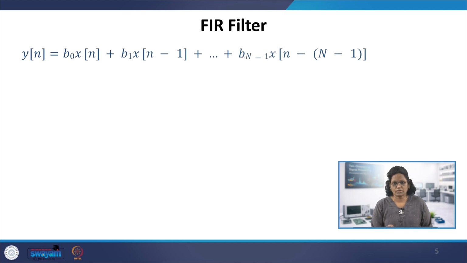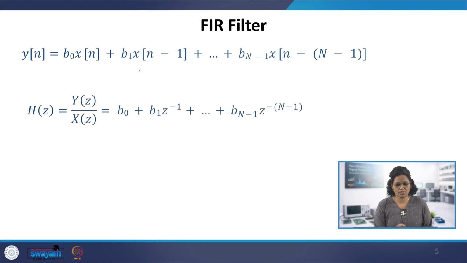So, just to introduce the FIR filter equation: y of n, the output, has the coefficients b naught x of n plus b1 x of n minus 1 and so on up to b of n minus 1 x of n minus n minus 1. So this decides the order of the filter, that n.